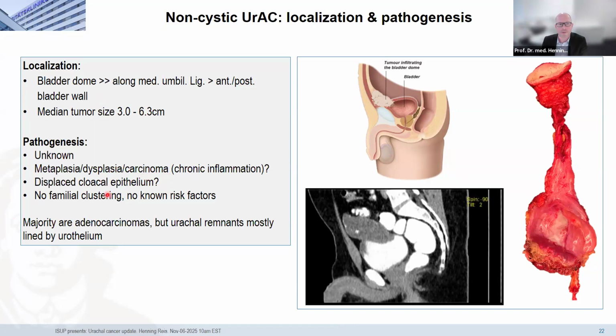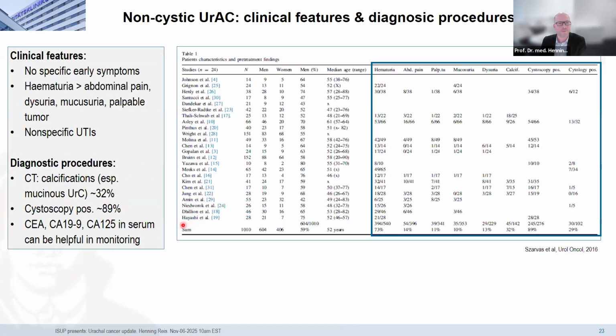There is no familial clustering and no known risk factors. There's one study from 2 years ago that suggests, and I will show this later, that there might be some dietary or smoking habits that might predispose to urachal cancer as well. The overall majority are adenocarcinomas, but the urachal remnants, as I said, are usually lined by urothelium.